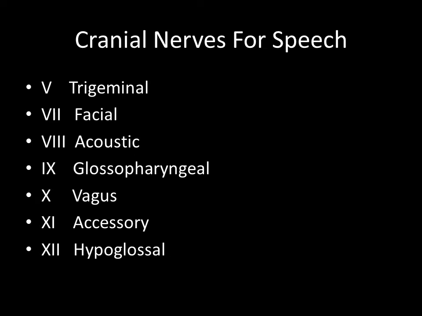The accessory nerve, which is 11, has to do with shoulder, arm, and throat movement. And then 12, the hypoglossal, has to do with tongue movement. It's important when you're learning these cranial nerves to know the number, the name, and the function.